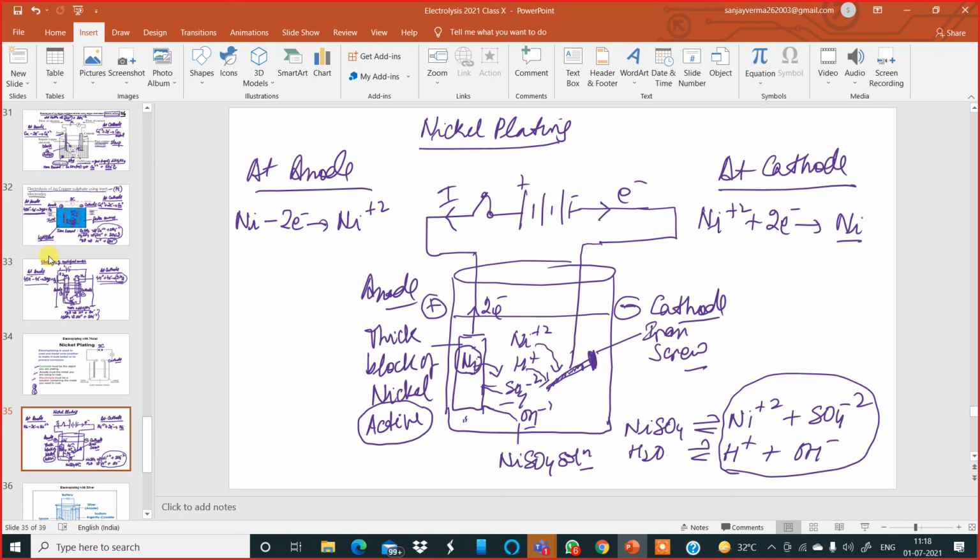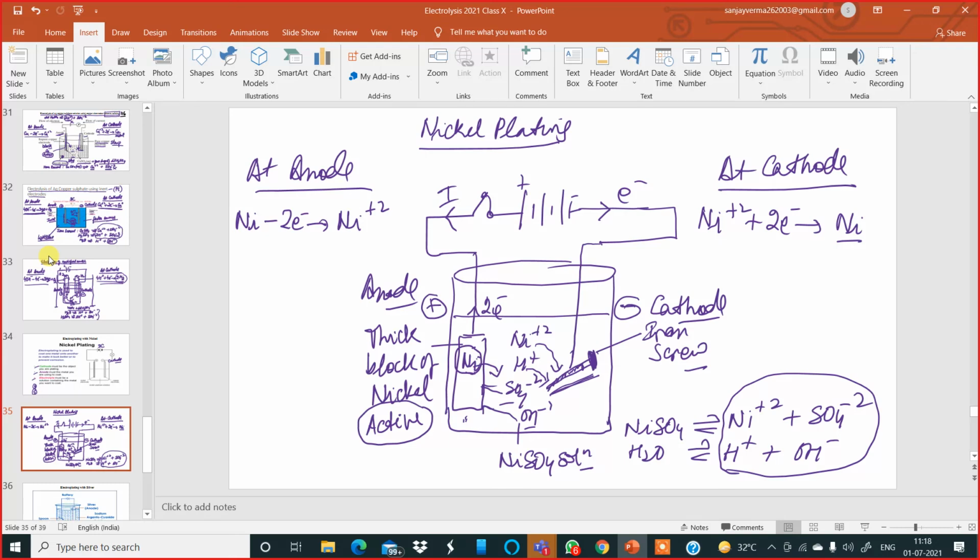So if you continue this process for a long time, say half an hour or 1 hour, we will find that there is a very thin, nice, smooth deposit of nickel metal on this iron screw. Now this iron screw will look shiny. It will not rust or undergo the process of corrosion.